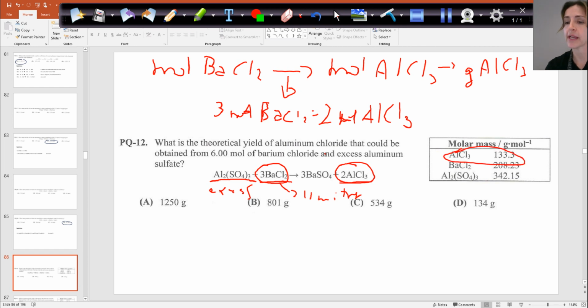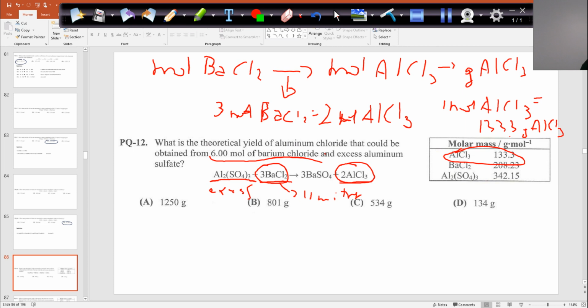And so we know that 1 mole of aluminum chloride equals 133.3 grams of aluminum chloride. So I am going to set up my calculations starting from what they give me, which is the 6 moles of barium chloride. So I have 6 moles of barium chloride.